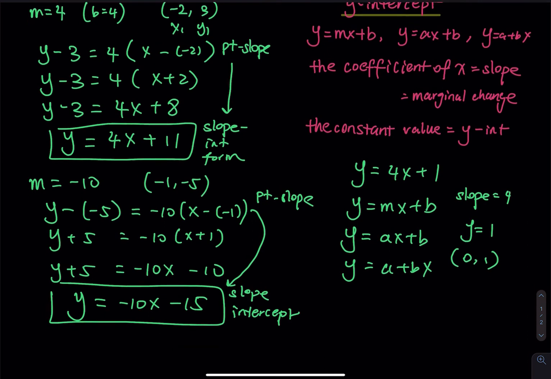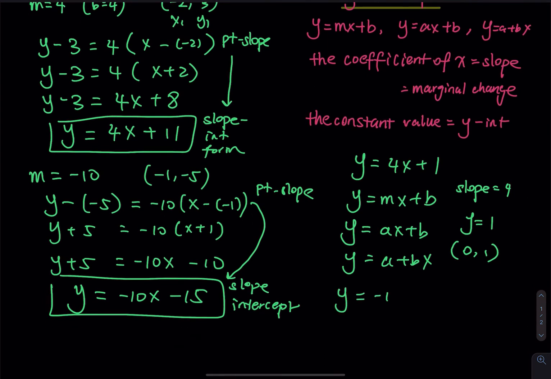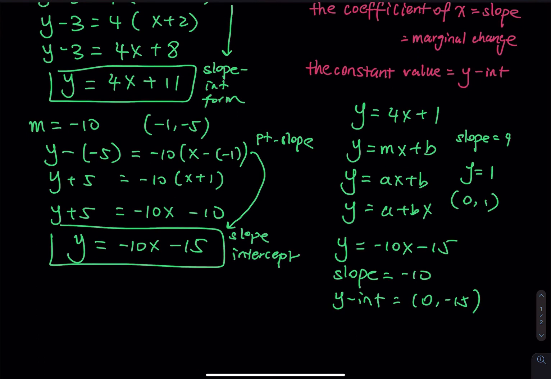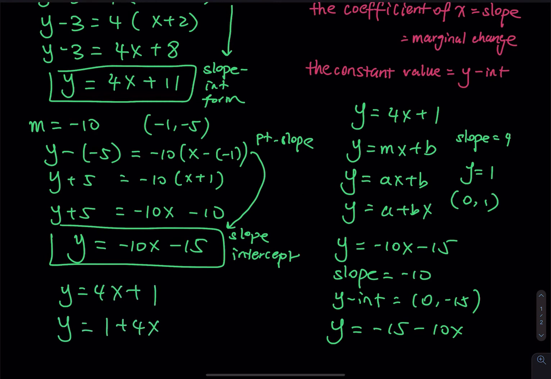And then the other equation, y equals -10x minus 15. So the slope is equal to -10, and the y-intercept is (0, -15). Another way to write this equation is y equals -15 minus 10x. So if you have y equals 4x plus 1, you can write y equals 1 plus 4x. They are exactly the same.